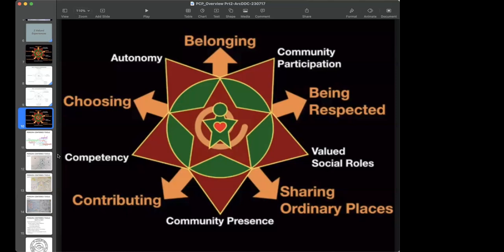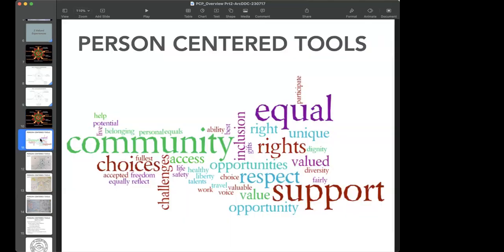So this idea of person-centered planning really grew out of a way of thinking about people, but also about some tools that would help us to get more focused on who the person is and what that would look like for them in their community.